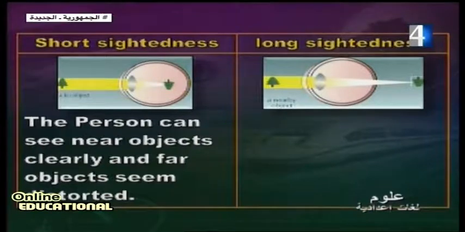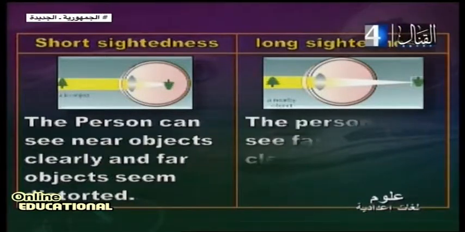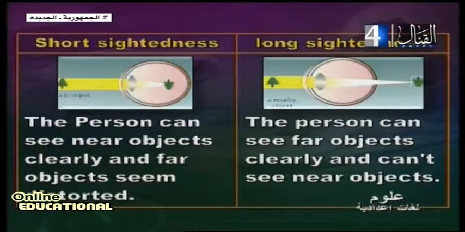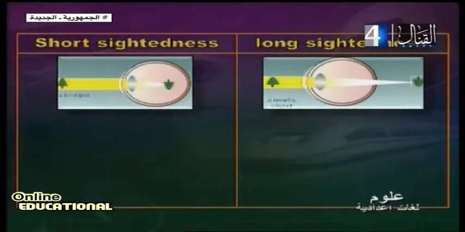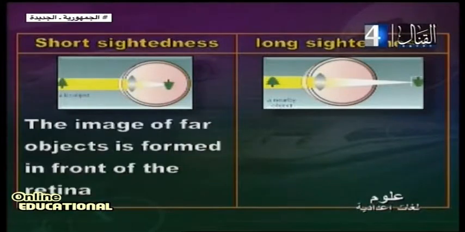So, the opposite in long-sightedness. The person here can see far objects clearly and can't see near objects. Near objects in this case will be distorted or not clear. So again, short-sightedness, see near objects clearly. Long-sightedness, see far objects clearly. Okay, let's talk about the position of the image.